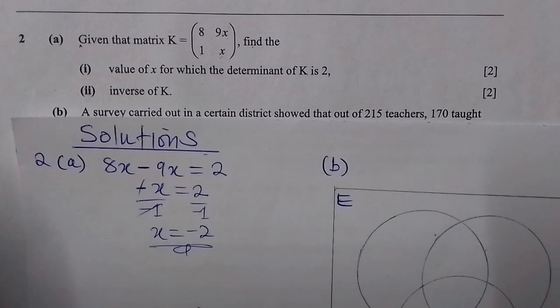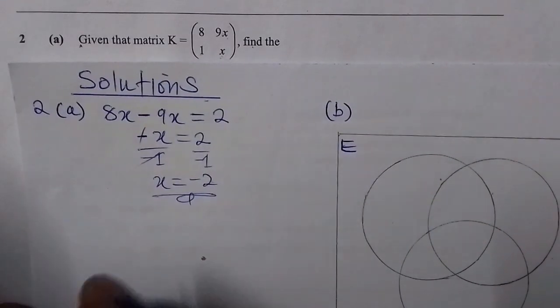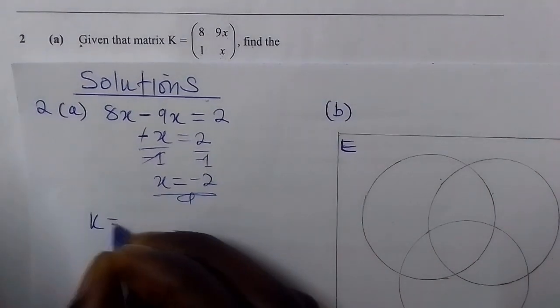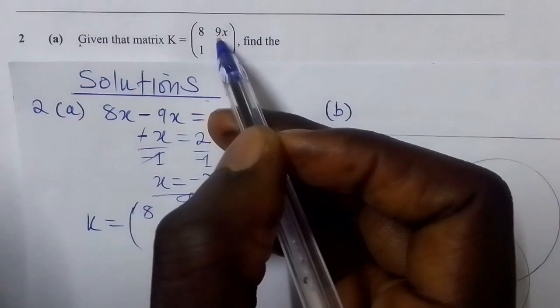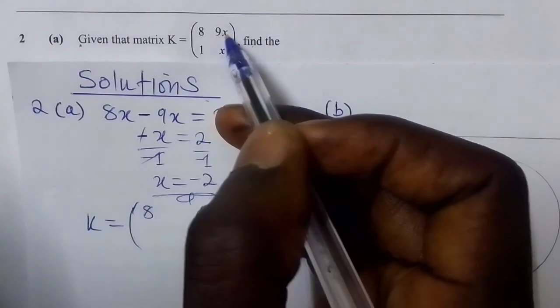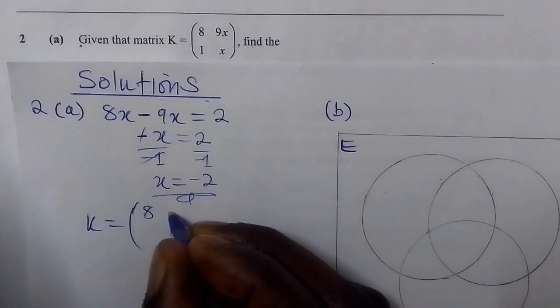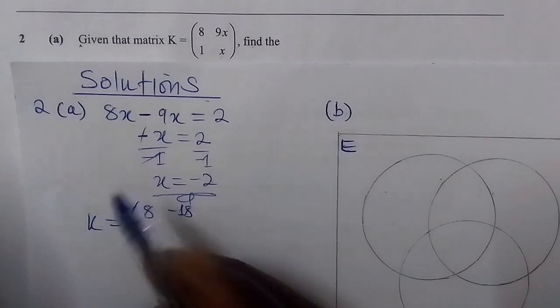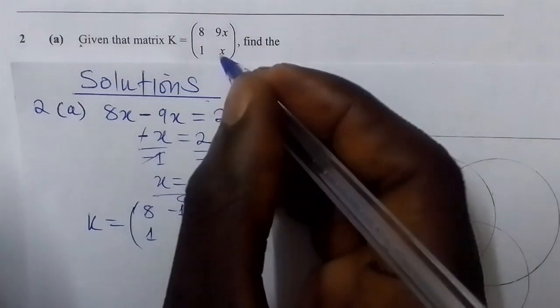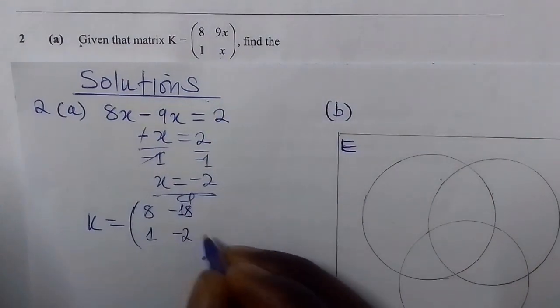To find the inverse of K, first of all we need to get the matrix K. What elements are in matrix K? The elements in matrix K are as follows. K is equal to 8, and then 9 times -2, so 9 times -2 gives -18. Then we've got 1 here, and then x is -2.